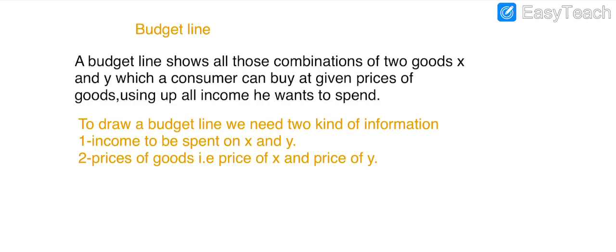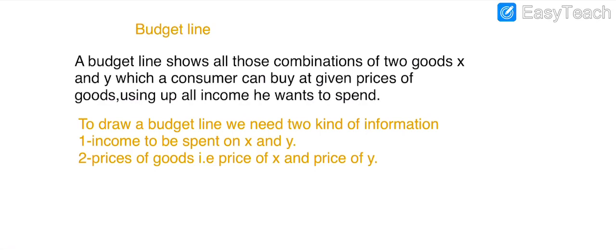What is a budget line? A budget line shows all those combinations of two goods X and Y which a consumer can buy at given prices of goods, using up all the income he wants to spend. First, remember that for the budget line, you must know the income of the consumer and the prices at which the consumer is going to purchase. These goods can be two commodities or more than two commodities.